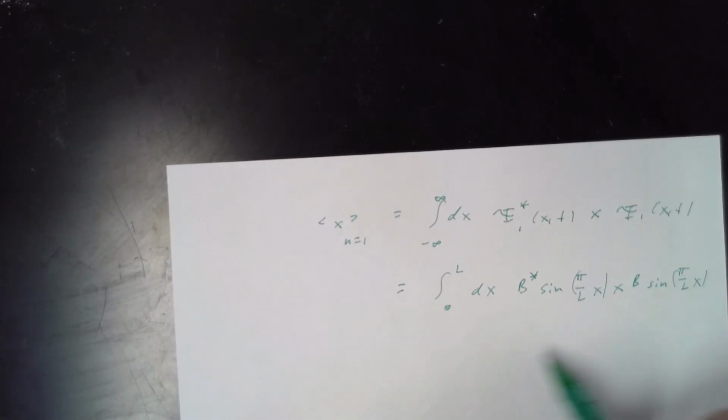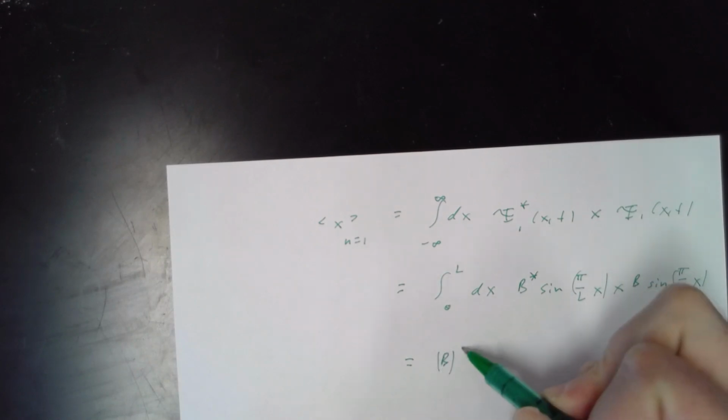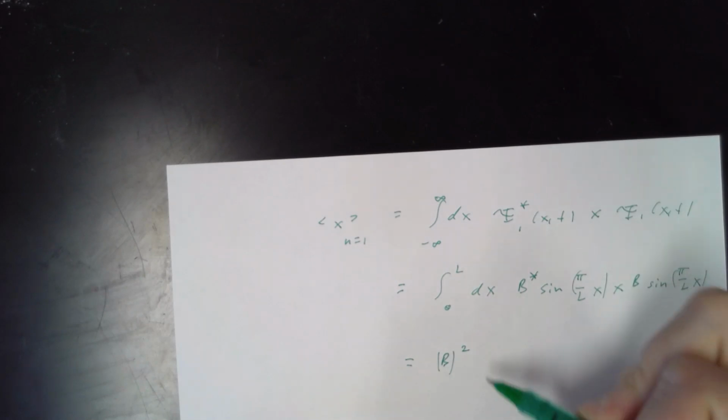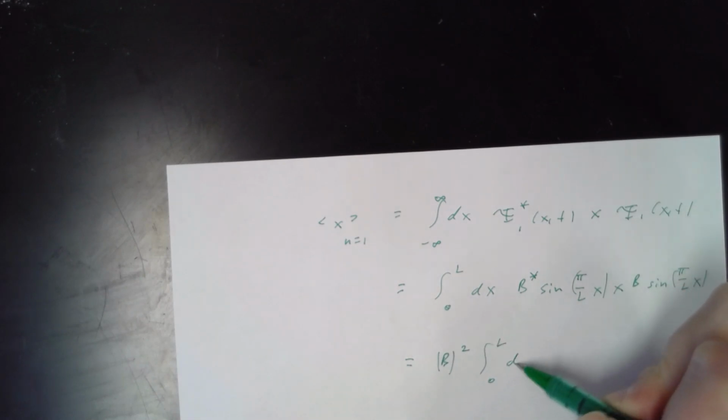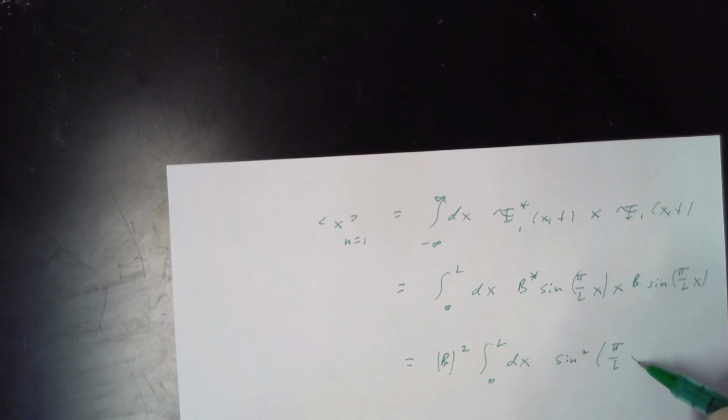Alright, so I need to do that integral. B is a constant, and b times b star is just magnitude of b squared. Integral from 0 to L dx. This is now sine squared of pi over L x times x.